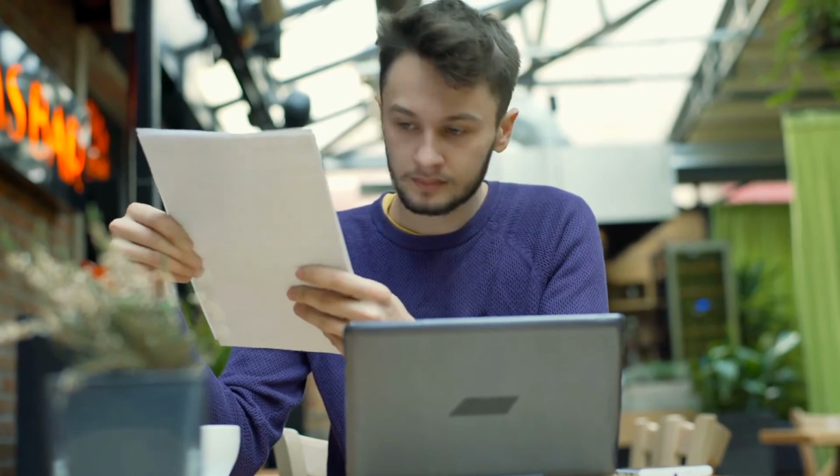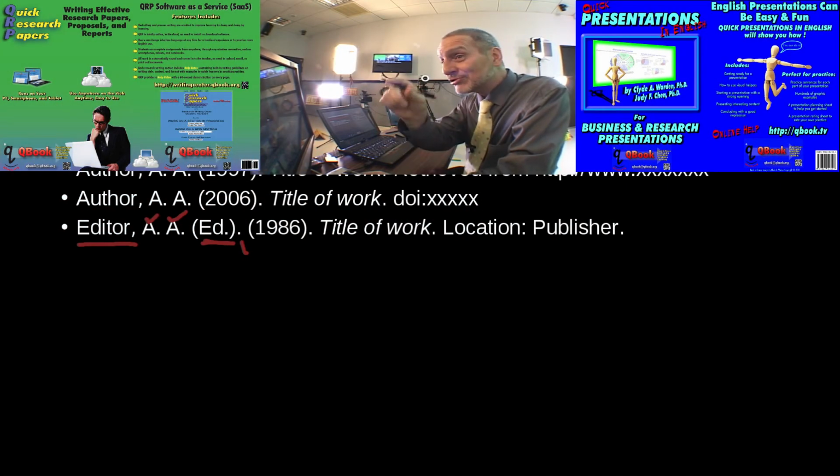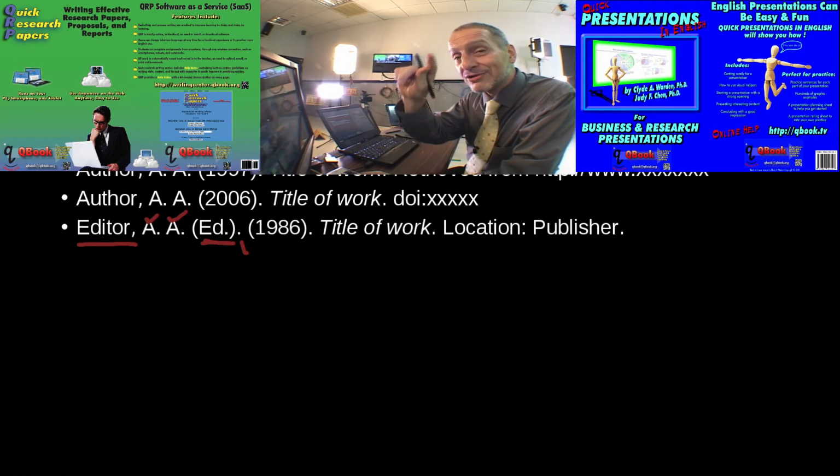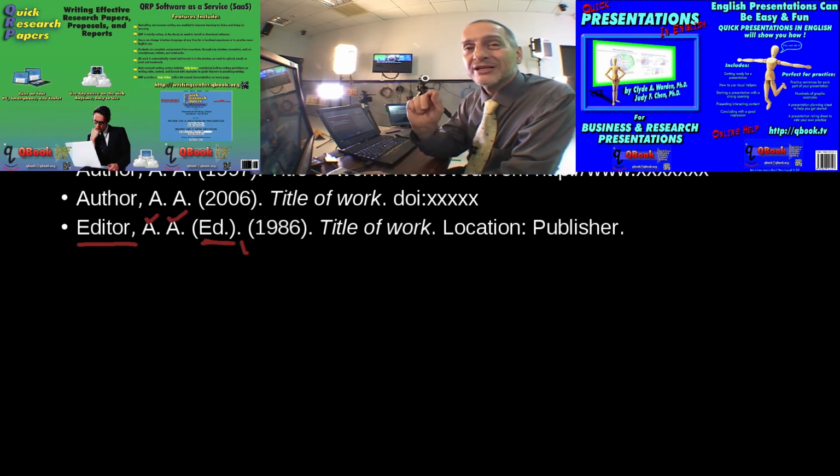Just follow the rules, and actually it will get easy after a little while. If it's an editor, you use the Ed. period. If it's an author, you do it this way. If it's a year and you put the parentheses, you have a period and a space after it. Once you get used to it, it'll all kind of fall into place.